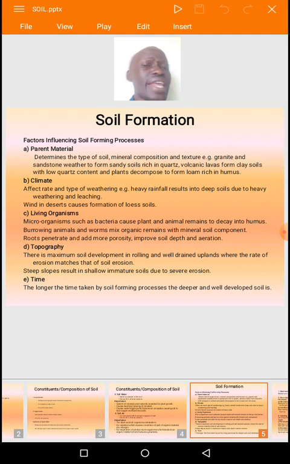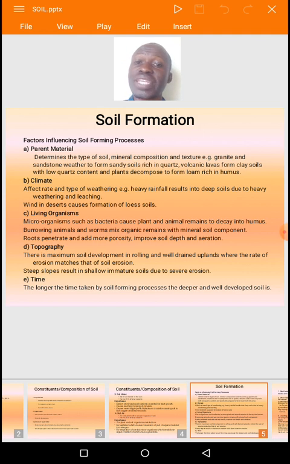Areas with heavy rainfall are going to have deeply weathered soils, because you know how much water plays in breaking down the rocks. Then from there, the distribution of minerals from top to bottom in that process of leaching. So the more water in an area, the higher the rate of soil formation.